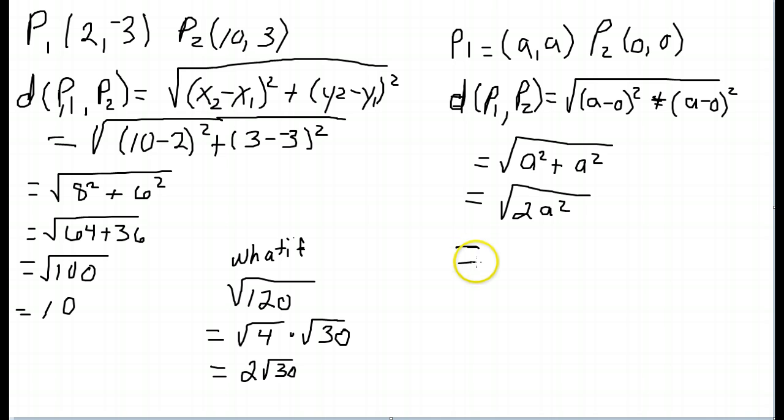We break this apart to where we have the square root of 2 times the square root of a squared. Now we can take the square root of a squared, we just get a, and it's a radical 2. And that concludes our distance formula.